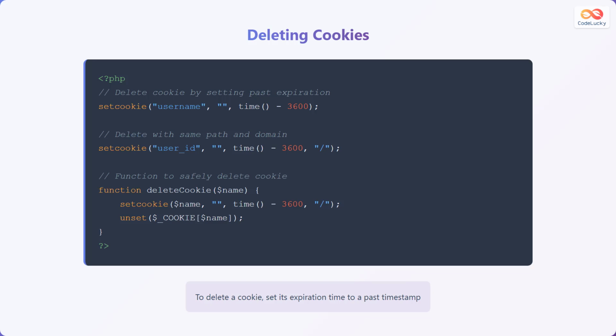Here's a function that can be used to safely delete a cookie. The delete cookie function takes one argument, which is the name of the cookie to delete. The function sets the cookie's expiration time to 1 hour ago, and then unsets the cookie from the $_COOKIE superglobal.